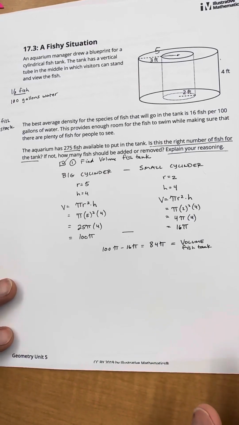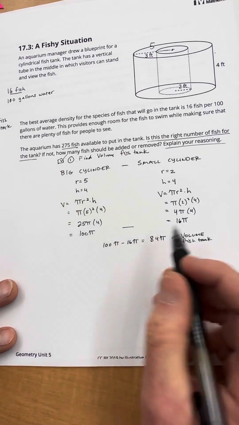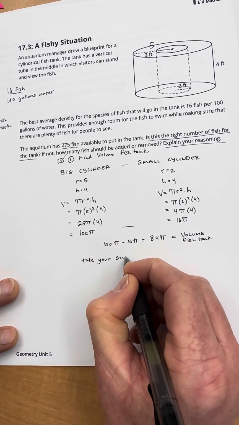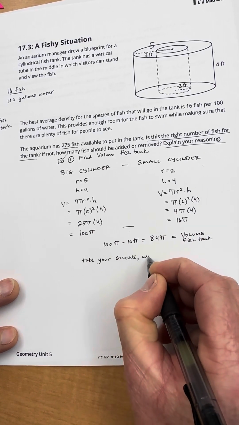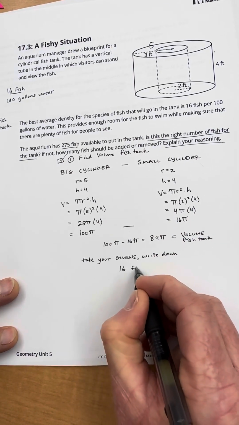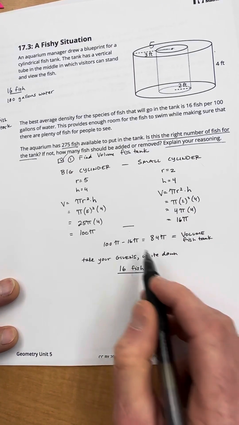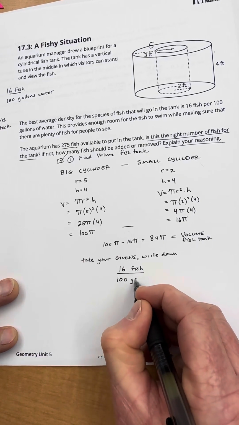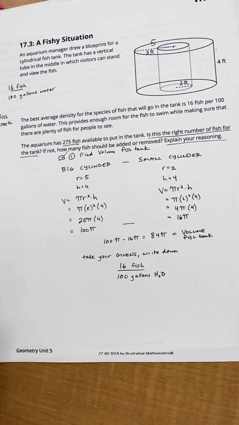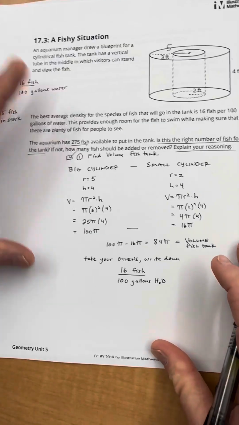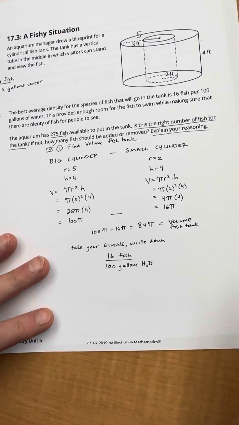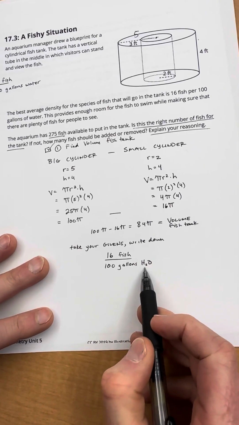Now, they say, so take your givens. Write them down. They say that there are 16 fish. The ideal density is 16 fish per 100 gallons of water. H2O is just the chemical symbol for water. So 16 fish for every 100 gallons of water.